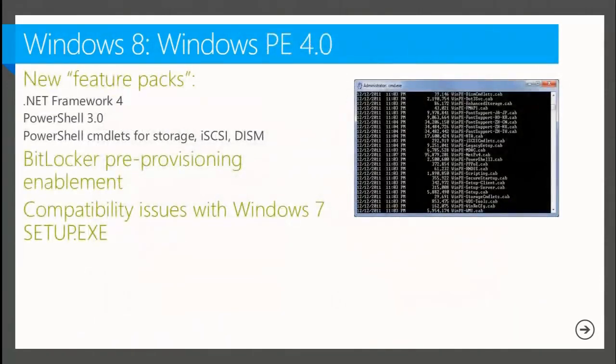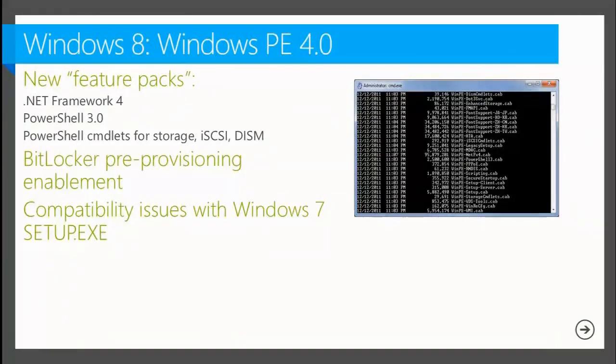So the new version of Windows PE 4.0 includes new feature packs, includes .NET Framework 4.5, includes PowerShell 3.0, and a variety of PowerShell commandlets to go along with that to do things like iSCSI configuration, enhanced storage configuration, secure boot configuration, just a variety of provisioning related commandlets that go with that.